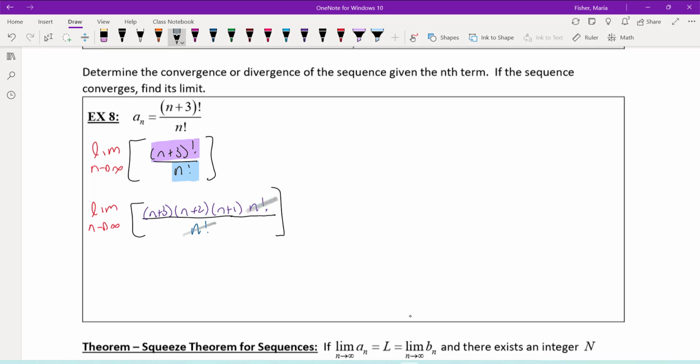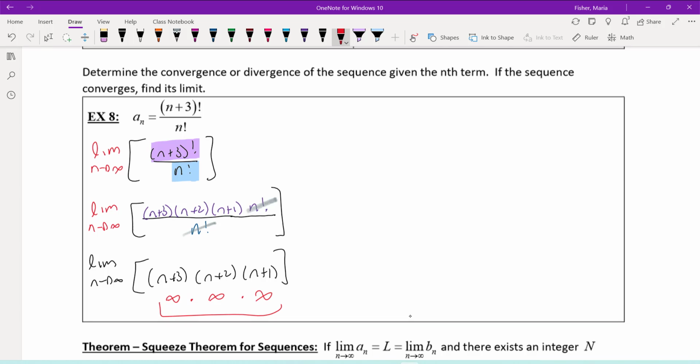Then my n factorials cancel, and all I'm left with is the limit as n goes to infinity of (n+3) times (n+2) times (n+1). Well, what's the limit as n goes to infinity of that? This would just be infinity times infinity times infinity, and remember, that's not an indeterminate form. Infinity times infinity is just equal to infinity. Since we wrote infinity, we know that this sequence diverges.